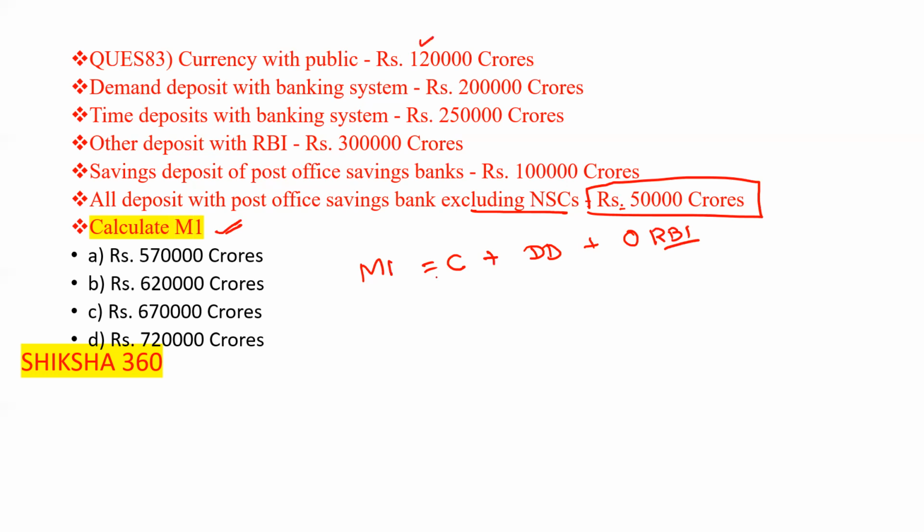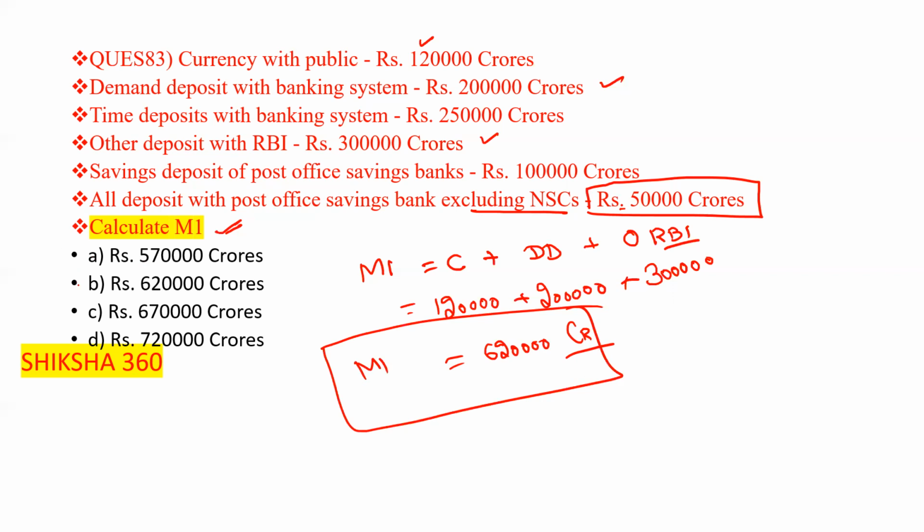So what is the currency with the public? 1,20,000 crore, plus demand deposits with the banking system, 2 lakh crore, plus other deposits with the RBI, 3 lakh crore. So it comes to 6,20,000 crore. So option B is the answer here. Please tell if you have any doubt or query regarding this question. They are asking here what is the M1.